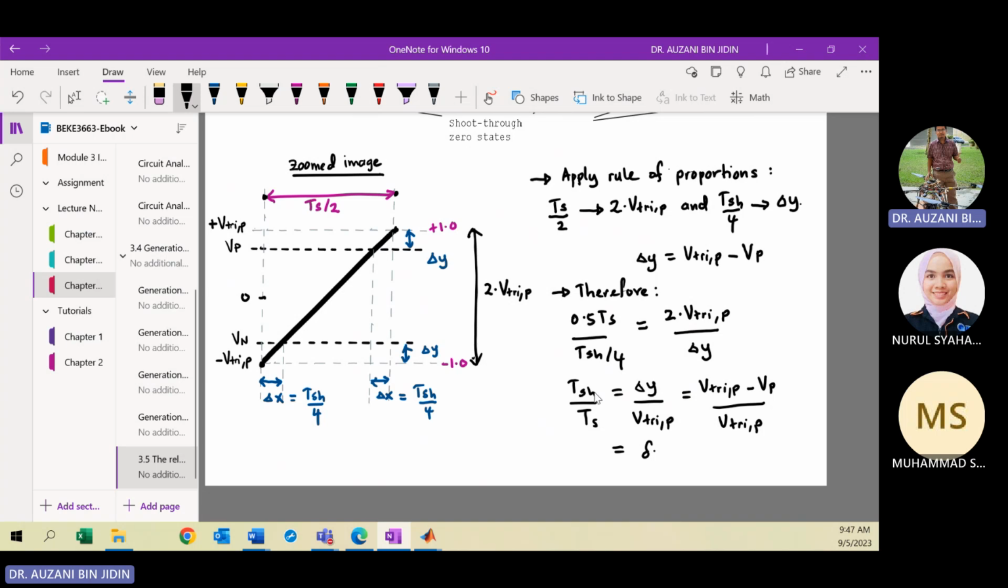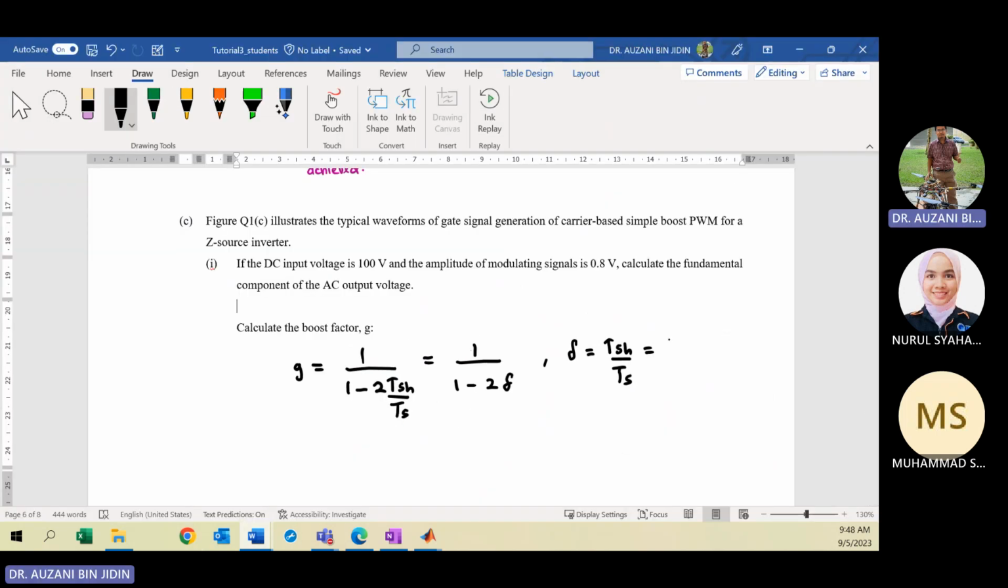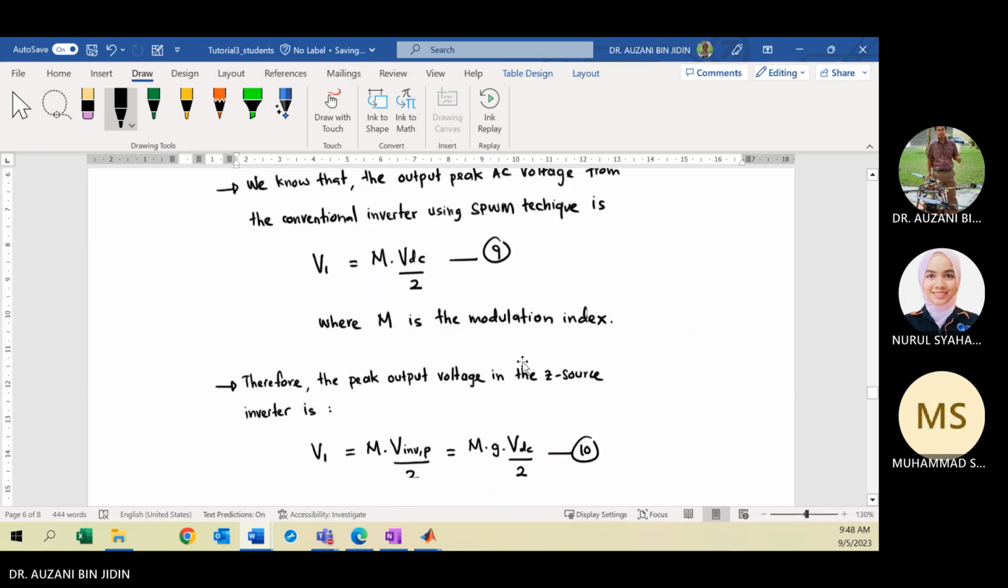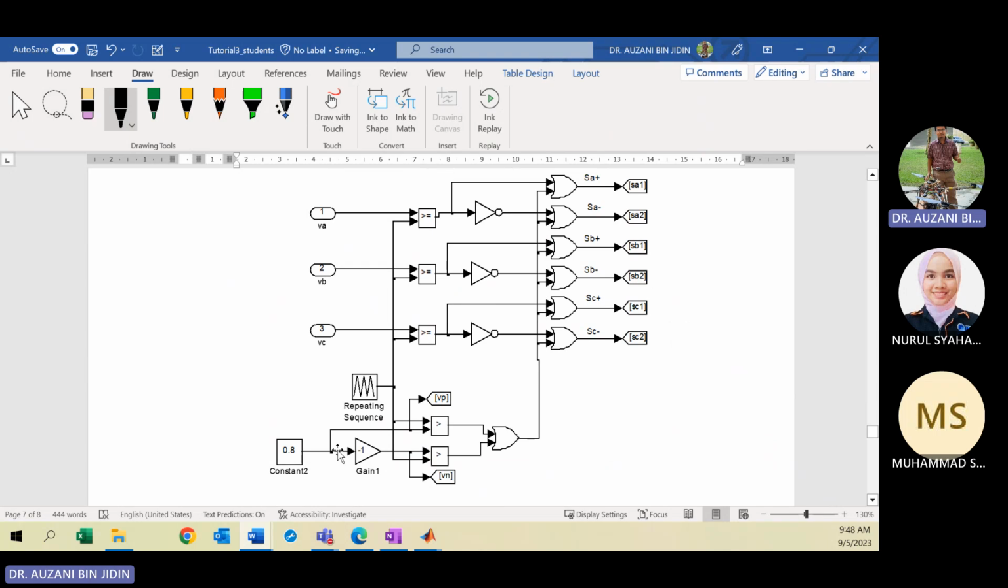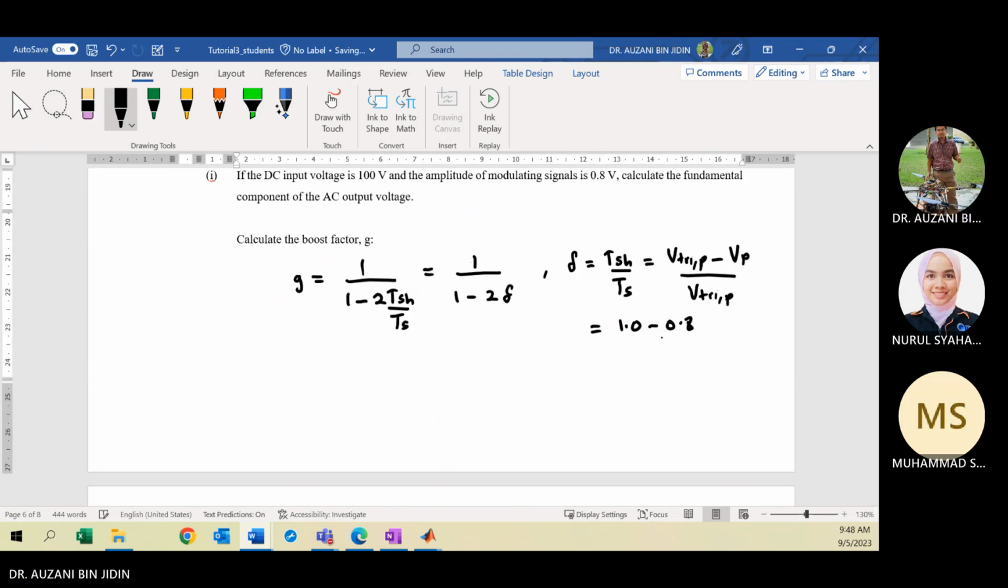So from here you can calculate delta. Delta is the ratio between shoot-through period and sampling period, or you can write it as the difference between peak of triangular and VP divided by peak of triangular. In this case, we consider the peak of triangular is 1 volt, and VP is as given in the equation. VP is 0.8. Then divide by 1, so from here you get delta is 0.2.